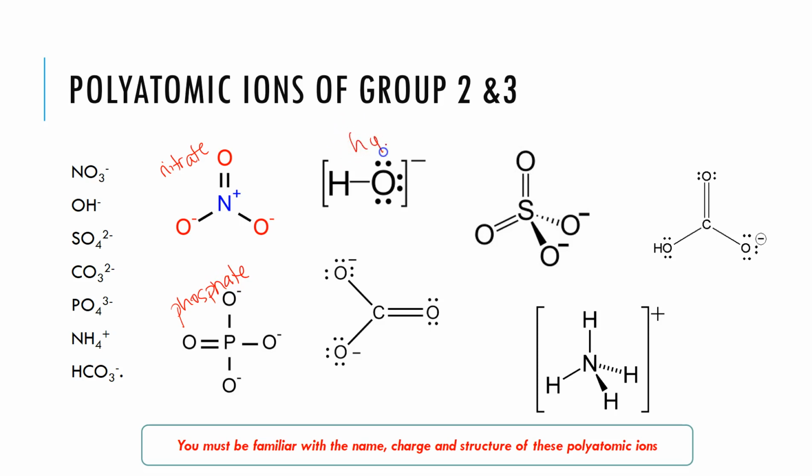This is hydroxide. This is the carbonate. Sulfate. What have we got here? This is the hydrogen carbonate. And of course our ammonium. Not to be confused with ammonia, very different, ammonium. So you need to learn all of these, so make sure these go into your notes.